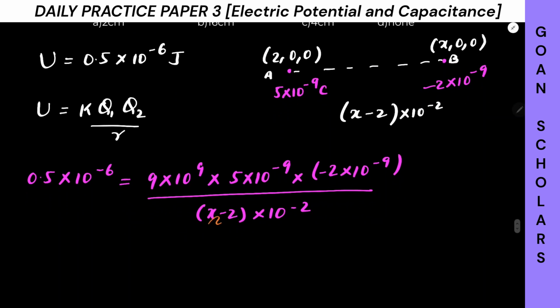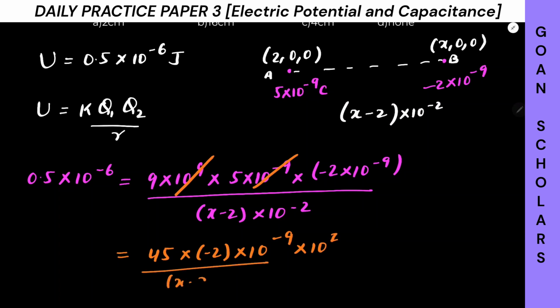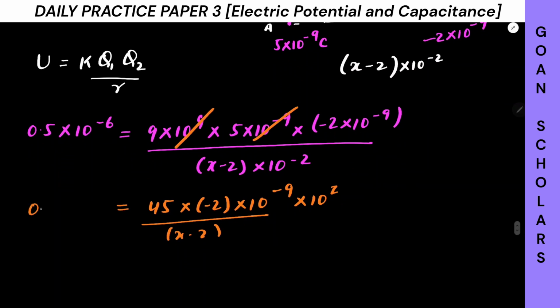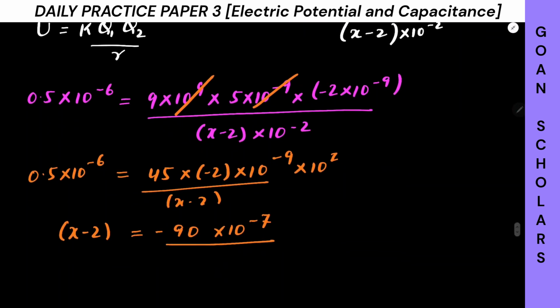Now let's simplify it further. First of all, 10 to the power plus 9 and minus 9, let's remove these. And we are left with 9 fives are 45, and into minus 2, into 10 to the power minus 9. And 10 to the power minus 2, I am taking on the top, it will become plus 2, whole divided by x minus 2. So on the left hand side, 0.5 into 10 to the power minus 6. Let's cross multiply. So x minus 2 will come on this side, and 45 twos are minus 90 into 10 to the power minus 7, whole divided by 0.5 into 10 to the power minus 6.